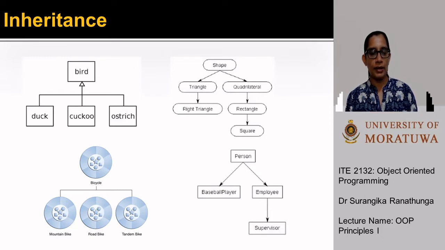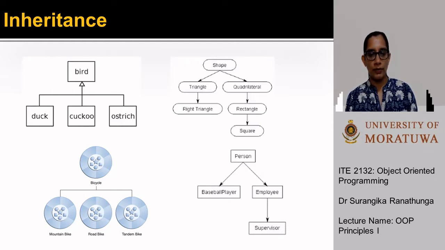So the idea is our superclass. Here the bird is a superclass, the shape is a superclass, and the person is a superclass. These superclasses capture the information common to the subclasses. For the bird, we have the duck, cuckoo and ostrich as the subclasses. What are the common properties of these subclasses? They have a beak, they have wings, they can walk, they can maybe fly, maybe not, because an ostrich cannot fly. So as you can see, some properties are common.